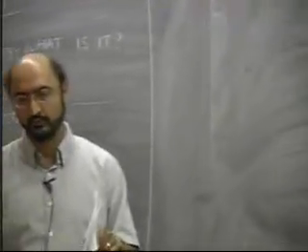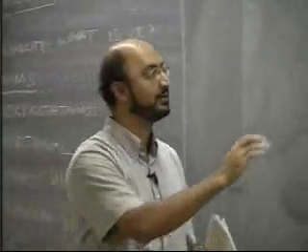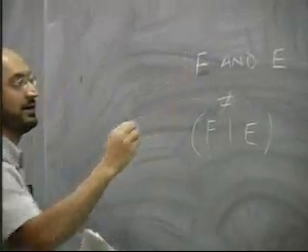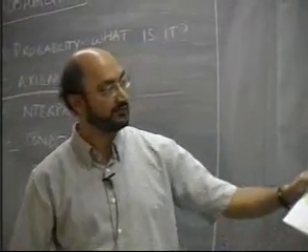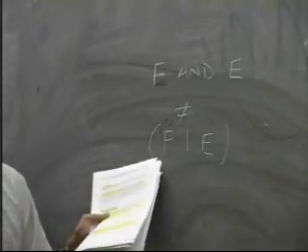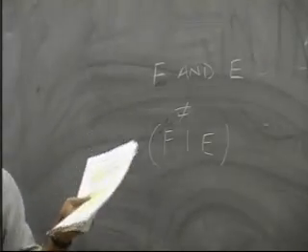This is after the fact. F has happened and E has happened. Both things have happened, whereas F given E means E has happened and we don't know anything about F yet. So that's why we ask: what's the probability of F given E as opposed to F and E?